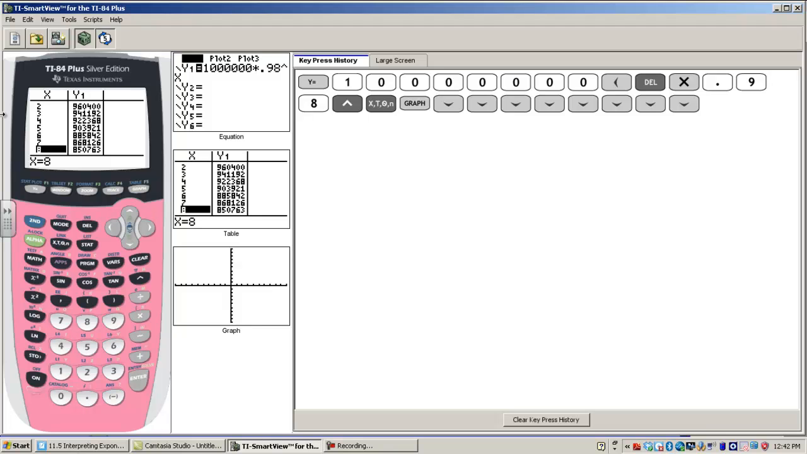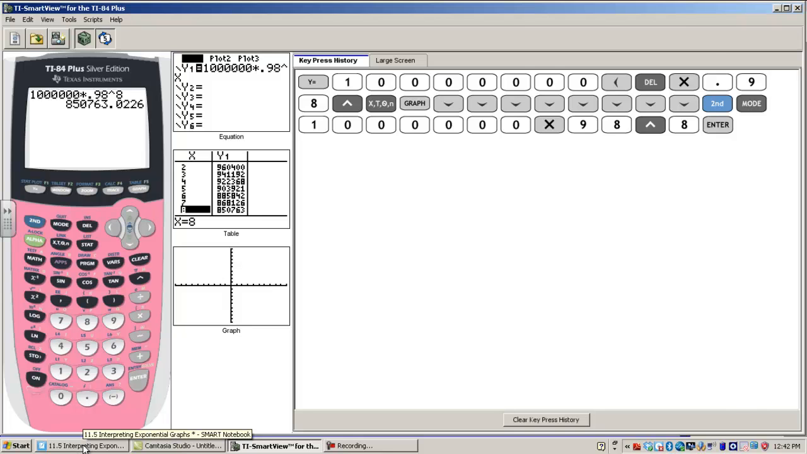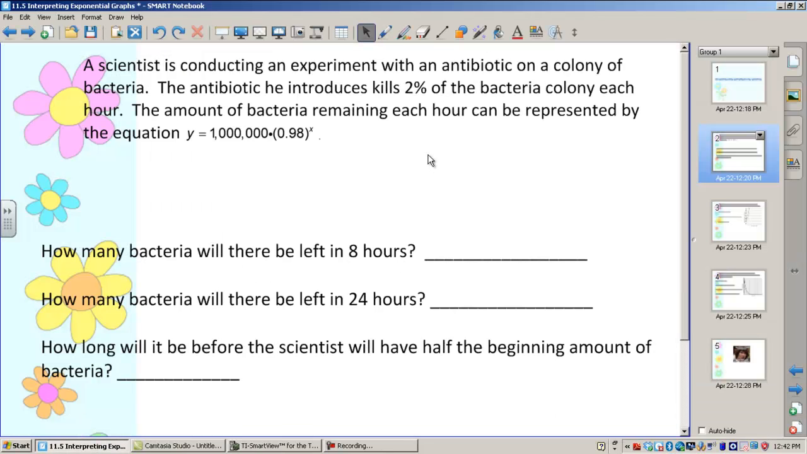And you can use your table, or you can just type it in on your calculator: 1,000,000 times 0.98 to the power of 8, because we want x to be 8. And you see it's not exactly 850,763, but it is close. We're going to round it off. So the bacteria left in 8 hours is 850,763.